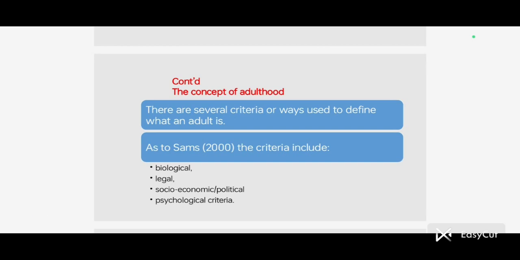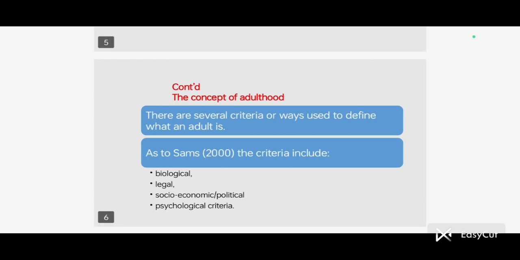Of these people who have defined adults differently, one is Sams. Sams, in the book he wrote in 2000, put the following criteria that help us to define adult. That is biological, legal perspective, socio-economic perspective, and psychological criteria. Accordingly, now we are going to see them one by one. What does this mean?